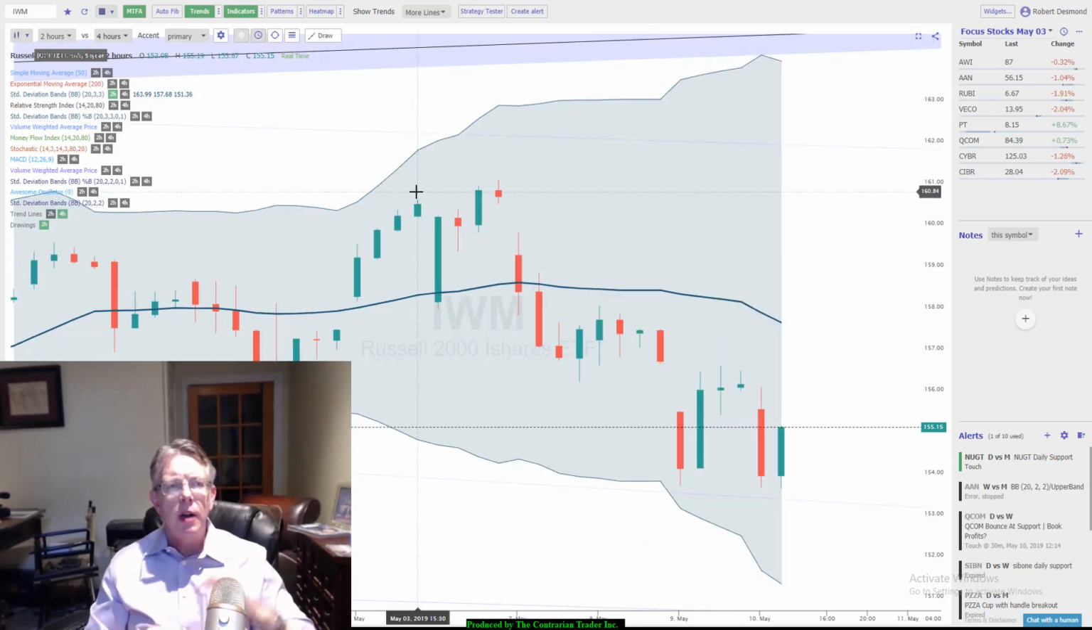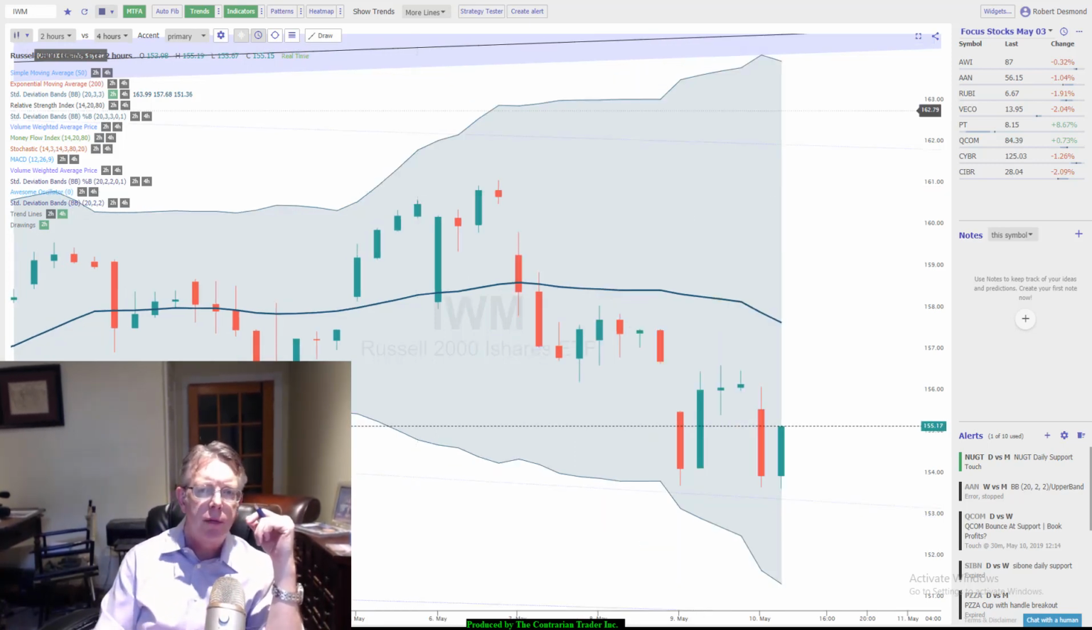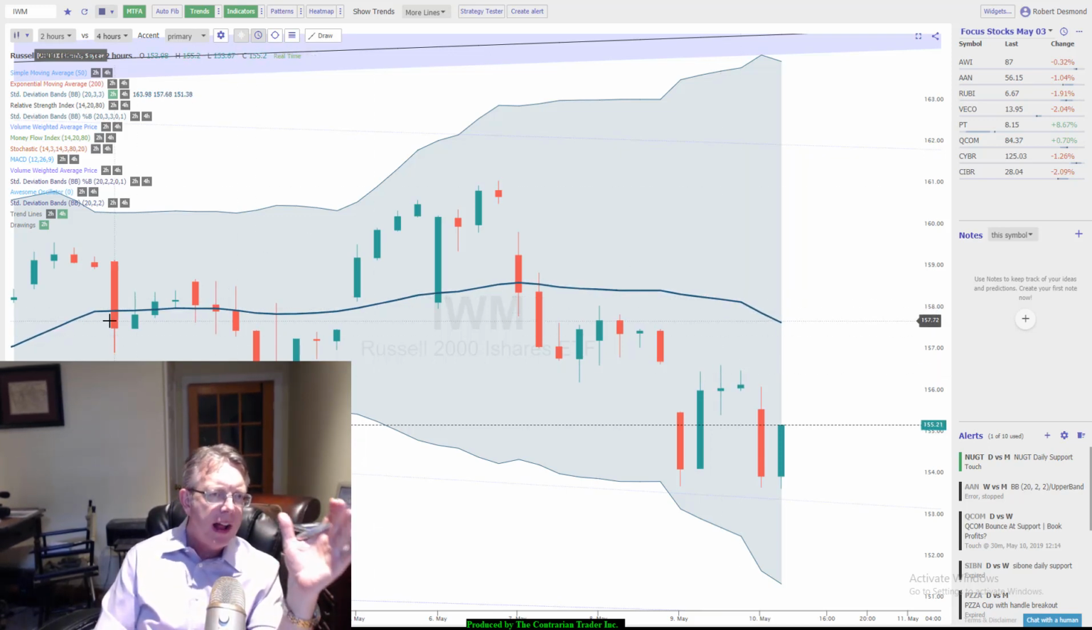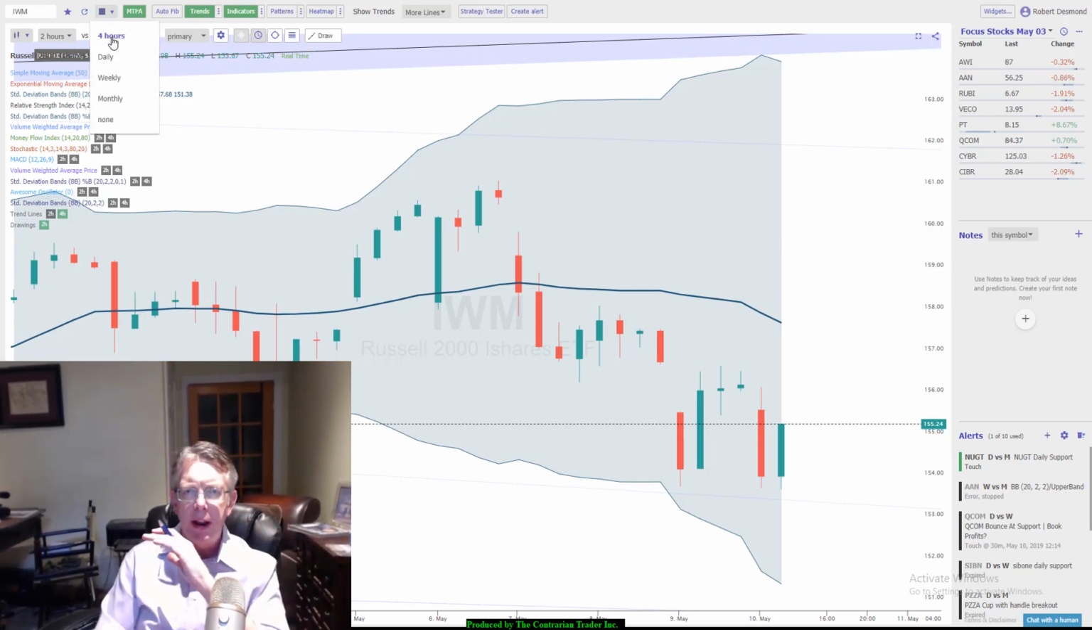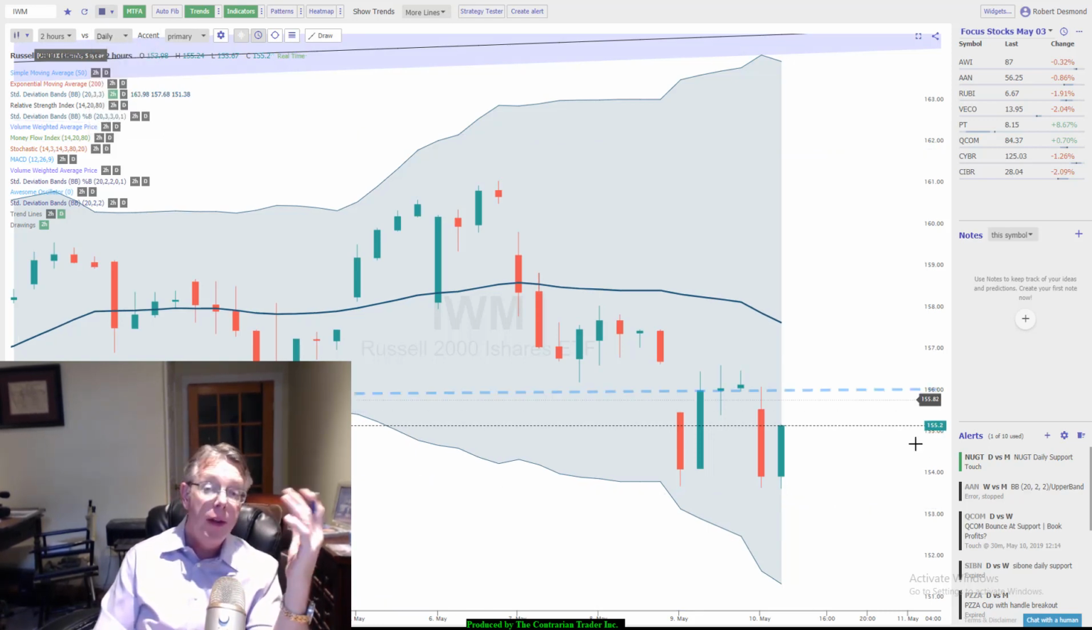Okay, so now what I want to do is I want to know where I have resistance above, right? And I have a good idea. It's probably going to be right around here because I can see these topping tails from here, from the 9th. And then you have some topping tails back here. So we'll validate it by bringing up, let's use a daily overlay. We're still on a 2-hour chart, but a daily overlay of support and resistance levels. So daily, and there you have it.